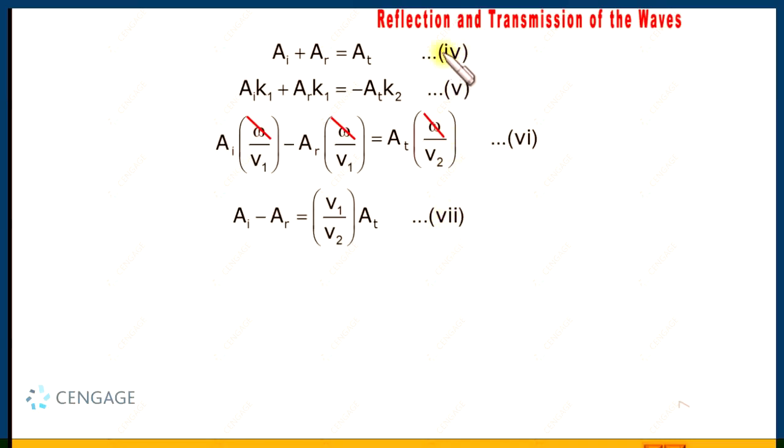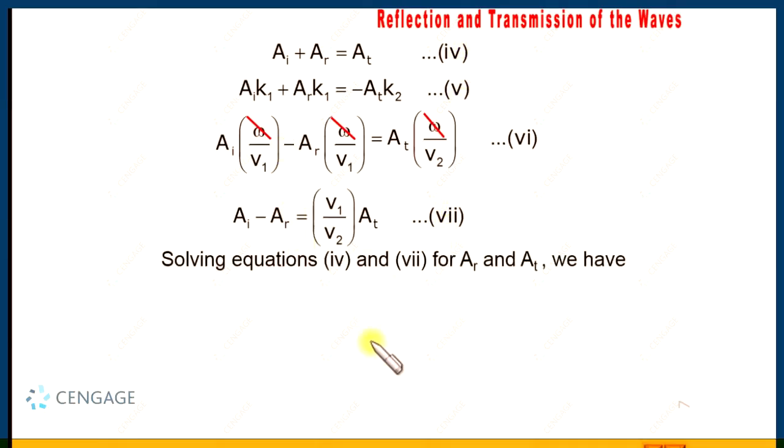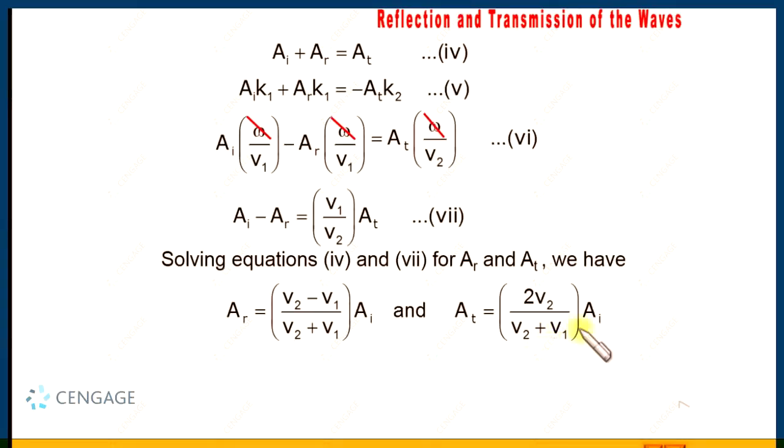Now, we can solve equation number 4 and equation number 7, right. And after solving, we will get the amplitude of the reflected wave as AR equal to (v2 minus v1) divided by (v2 plus v1) multiplied by AI, and the value of AT equal to 2 v2 divided by (v2 plus v1) multiplied by AI. This is the amplitude of the reflected wave, and this is the amplitude of the transmitted wave.